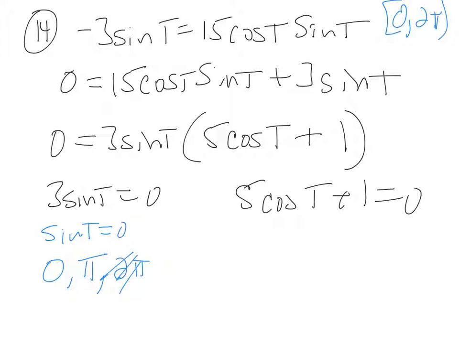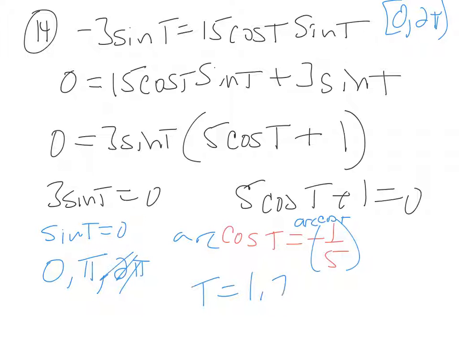Then when you come over here to this one, we're going to ask ourselves, where does the cosine of t equal negative 1/5? And because that's not a nice neat number, we're going to do the arc cosine of both sides of this equation. And when I grabbed my calculator earlier, the calculator told me 1.7722.